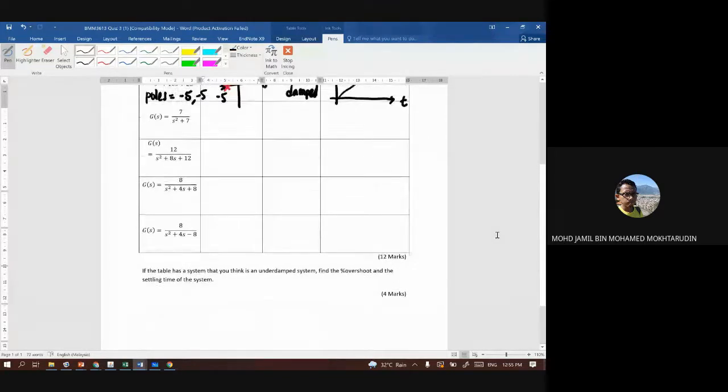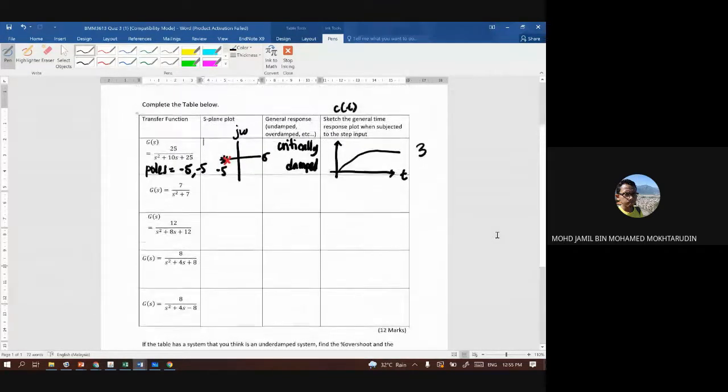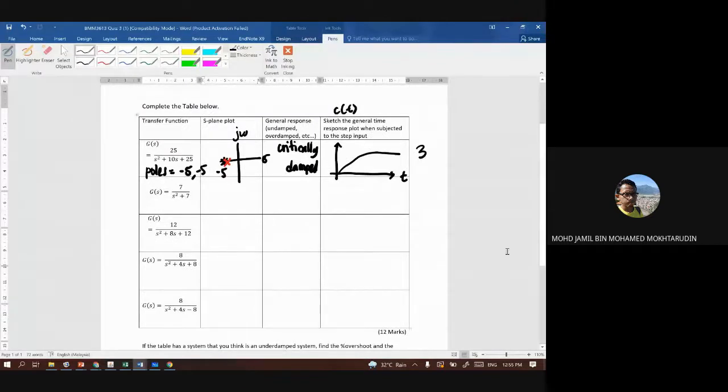That is 12 marks. And then we go to question number 2, the transfer function number 2. G(s) equals 7 divided by s squared plus 7. If you use a calculator, you get poles equals plus minus square root of 7 j.